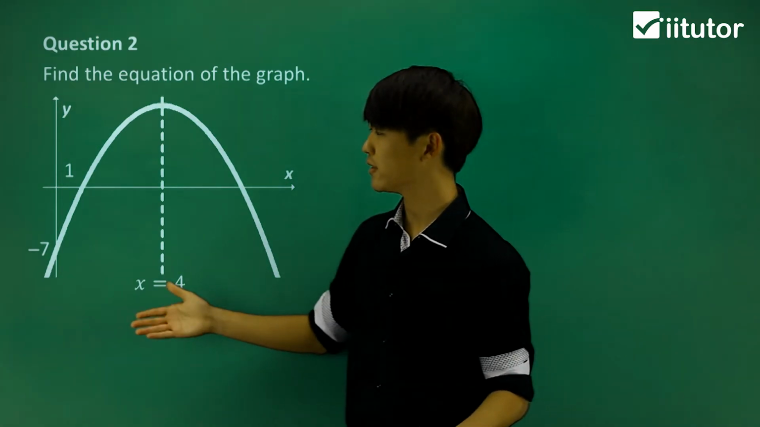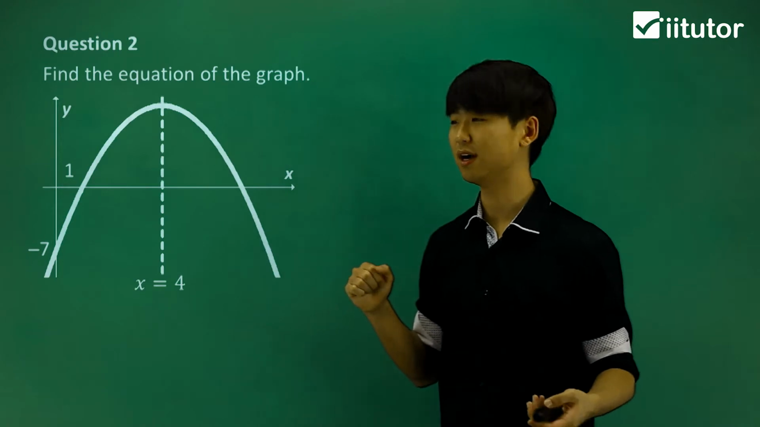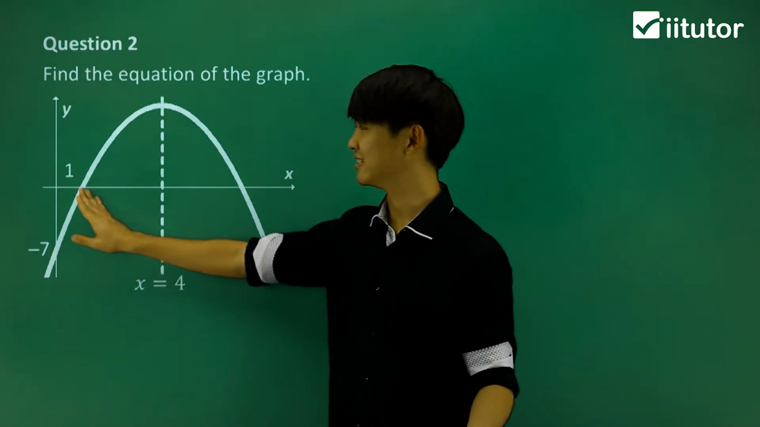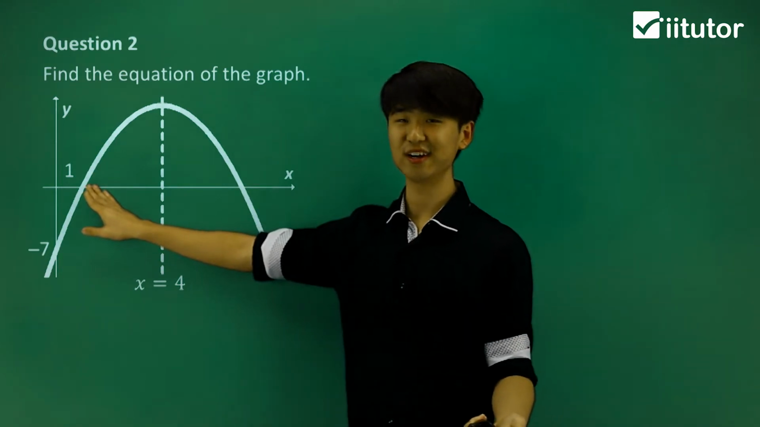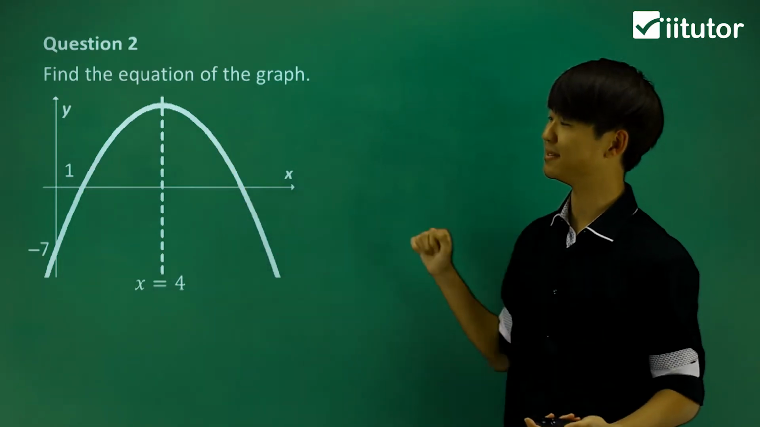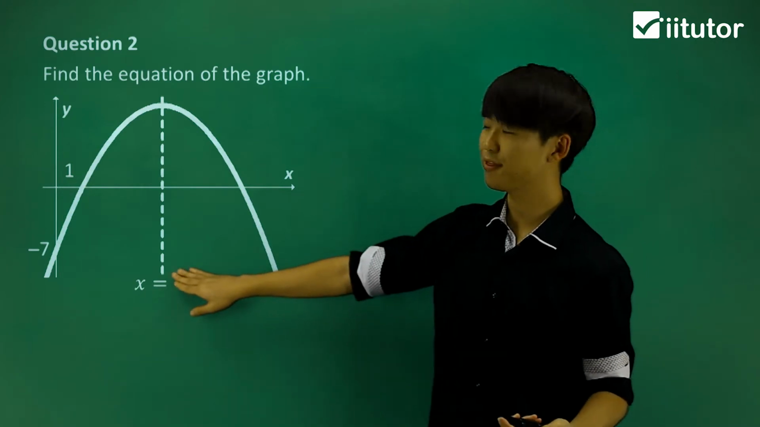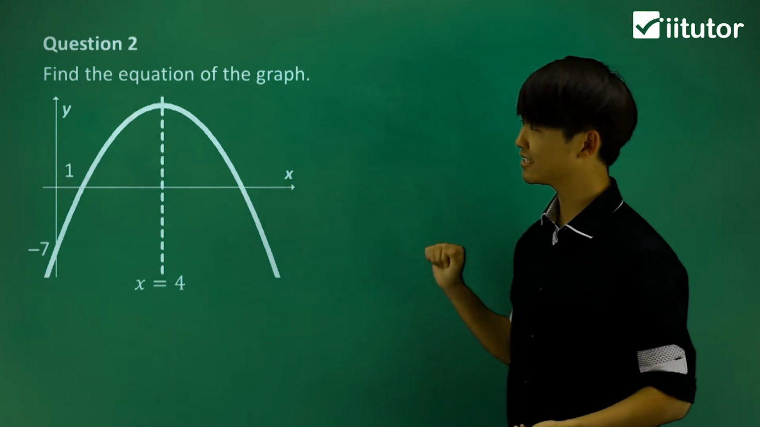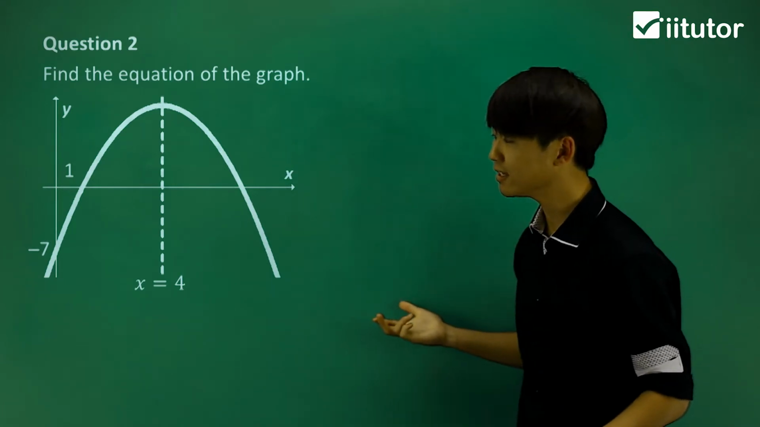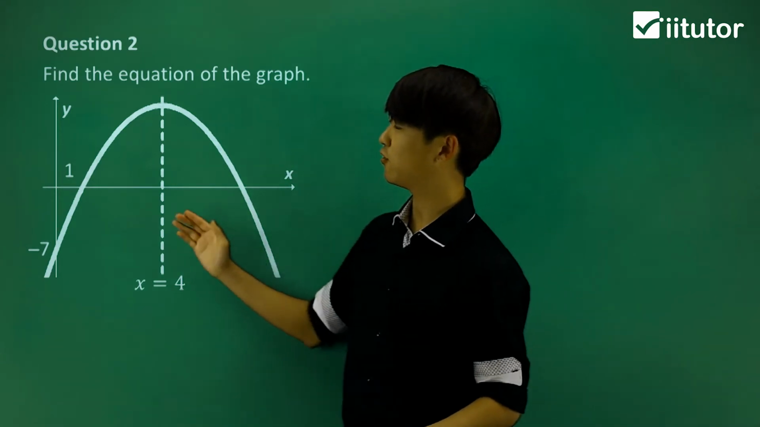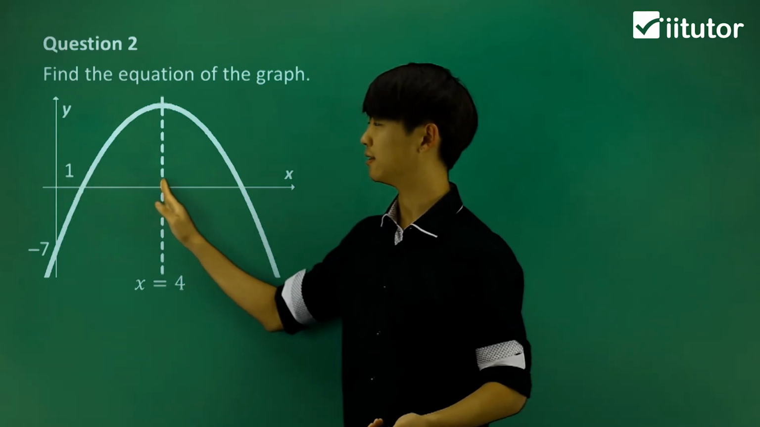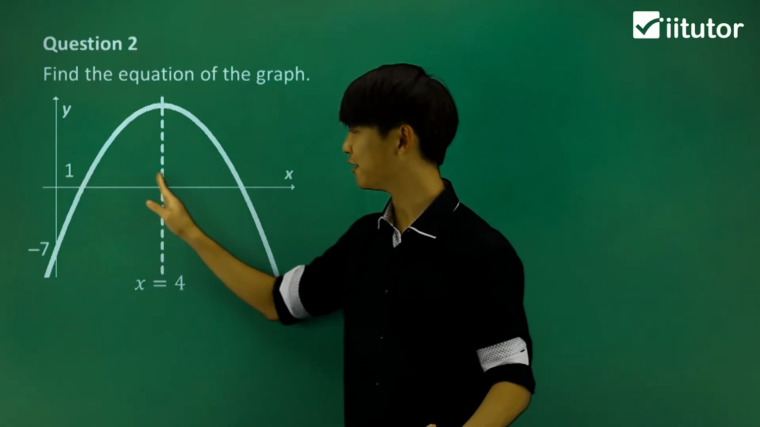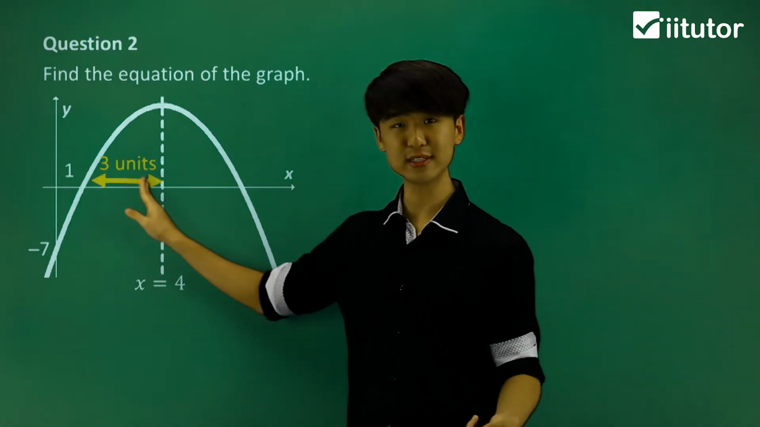We know that there's a y-intercept at -7, and there's an x-intercept at 1. We don't know what the other x-intercept is, but we do know that the axis of symmetry is x equals 4. So the axis of symmetry of this quadratic is at x equals 4. Then let's find the distance between the first intercept and my axis of symmetry. Between 1 and 4 is going to be 3 units.